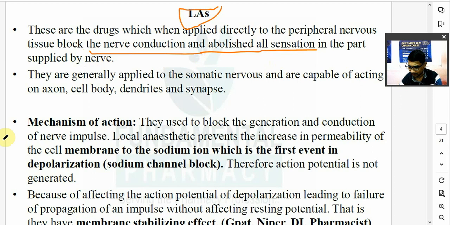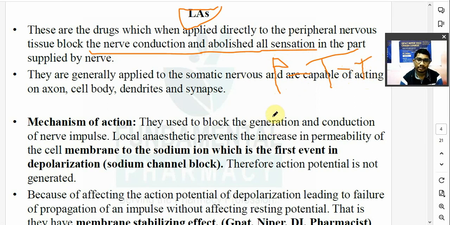Particularly, first of all they will block the pain sensation. Pain first, they will block the pain sensation. After that they will block the temperature sensation. After that they will block the touch sensation.